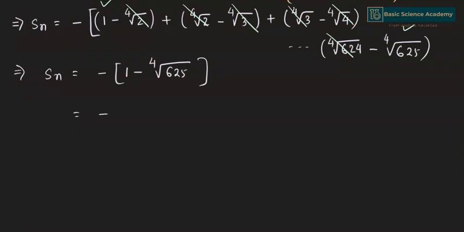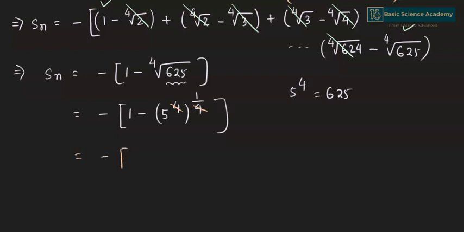This is equal to minus of 1 minus, we can write 625 as 5 to the power of 4. To the power of fourth root is 1 divided by 4, because 5 to the power of 4 is equal to 625. Now this 4 and 1 divided by 4 will cancel out to give minus of 1 minus 5, which is equal to minus of minus 4, which is equal to plus 4. Hence, the sum of the series is equal to plus 4 or 4. This is our answer.